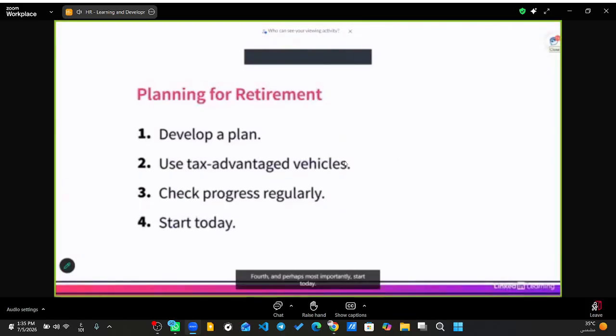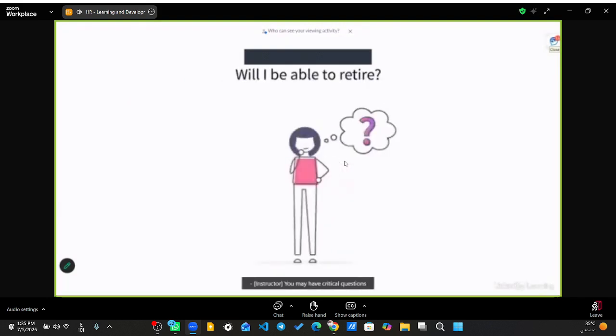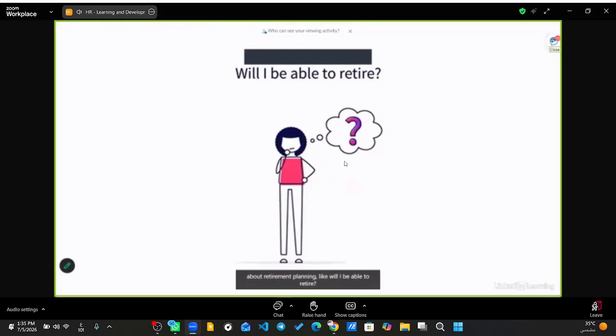Fourth, and perhaps most importantly, start today. The longer you wait to start, the more money you will need for retirement. Have your money earning money to help you reach your retirement goals. Start now. You may have critical questions about retirement planning, like, will I be able to retire?